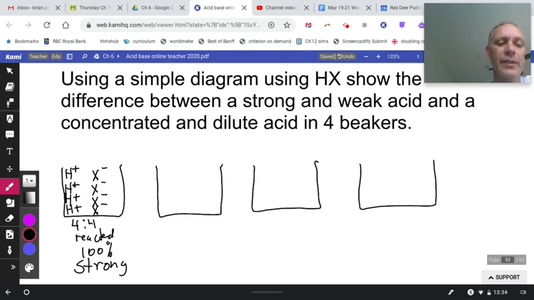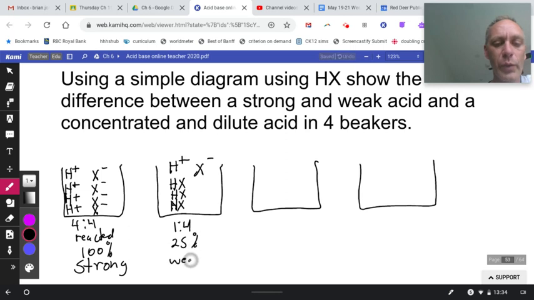Okay, what would a weak acid do? What percentage of them would react? Less than 50. So let's go with 1 reacts and 3 don't. 3 stay together. Okay, so that's 1 out of 4, 25% weak. Okay, so that's our strong and weak.